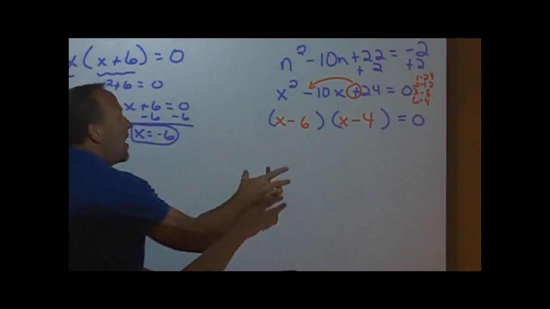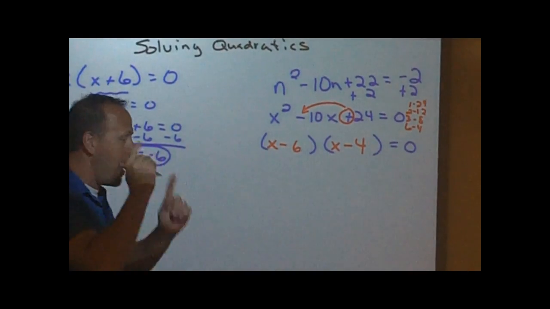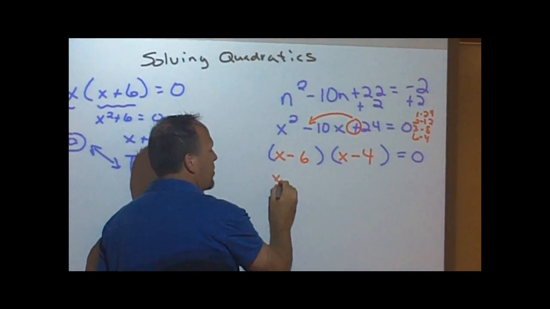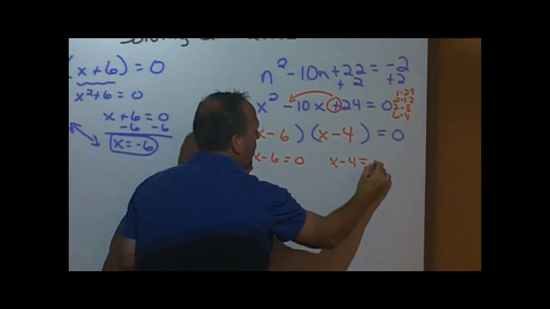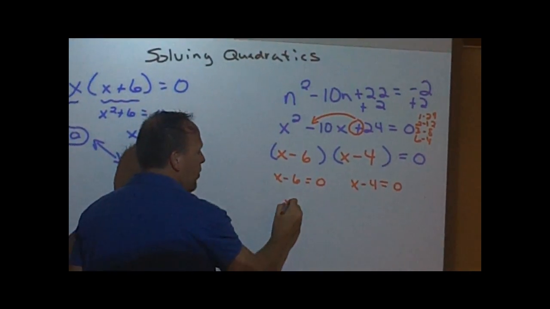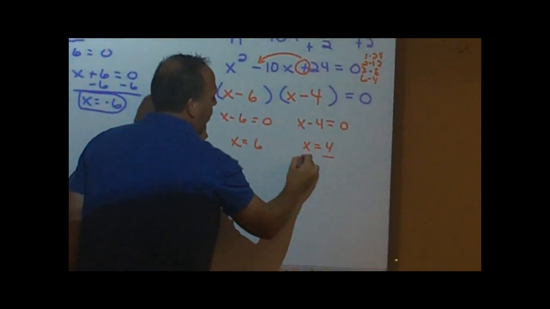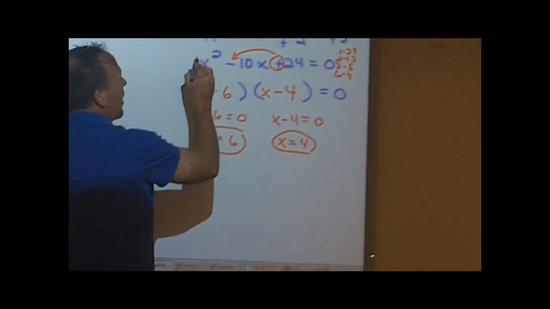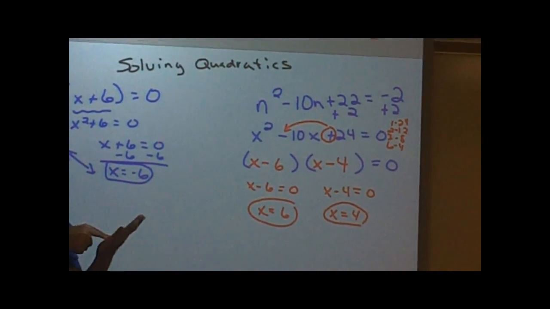Very good. Now I've got my two terms set equal to 0. So in my head, I'm going to set each term equal to 0. I've got x minus 6 equals 0, x minus 4 equals 0. You can see here that x equals 6, x equals 4. If you graph this trinomial right here, at the very beginning, x squared minus 10x plus 24, you hit graph.